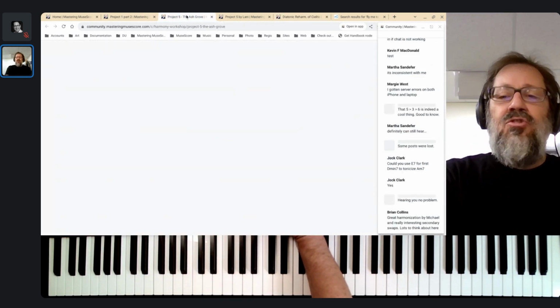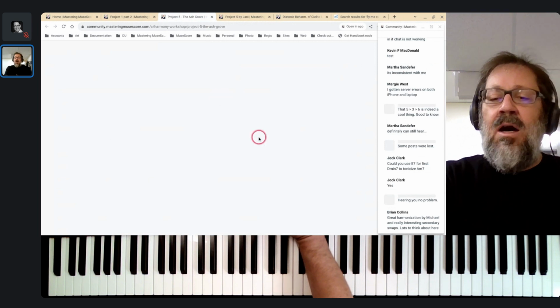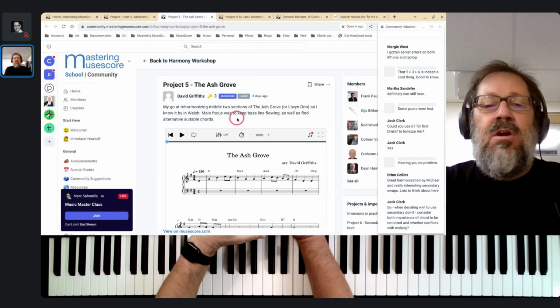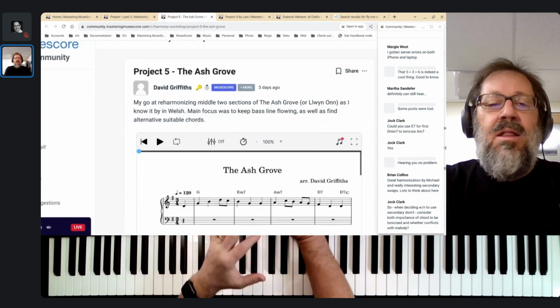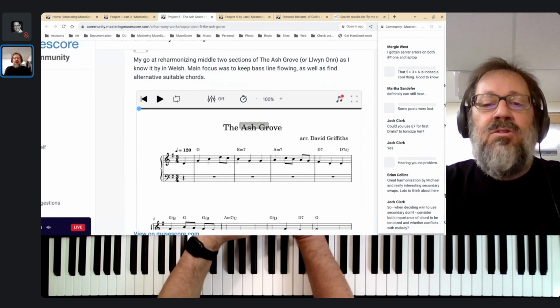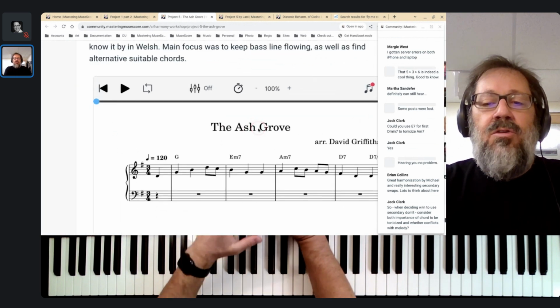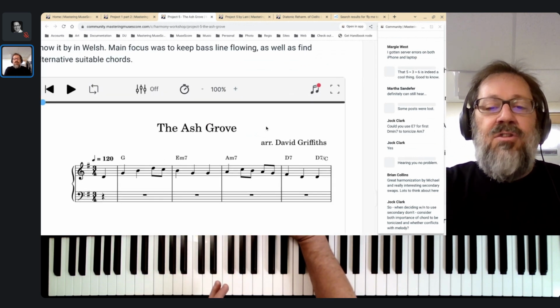I just want to take another check on another piece here, and I just want to take a look at something that David Griffiths did with the Ashgrove, just to talk about a similar issue, a similar type of thing we're going to do with this piece.